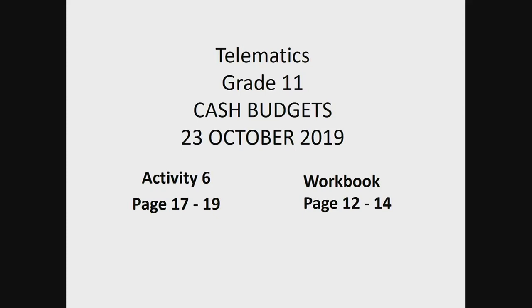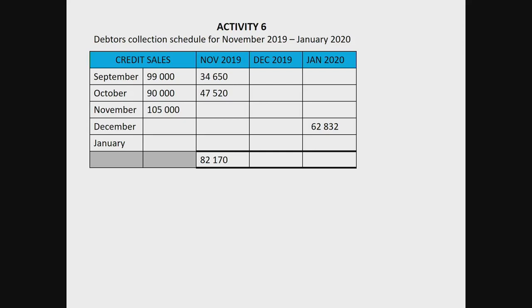Okay. So the first thing they're asking us to do is complete a debtors' collection schedule. What do we have in the workbook? We already have some of those figures typed in. We have the credit sales for September, October and November. We don't have the credit sales for December or for January. We also have some collections already: figures for November and October, and a figure in the January column. Because it's a debtors' collection schedule, the debtors are connected to the credit sales. So we have to calculate the credit sales for December and January, and then we'll go through the collection policy.